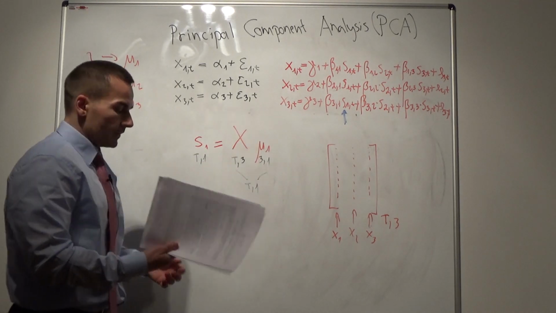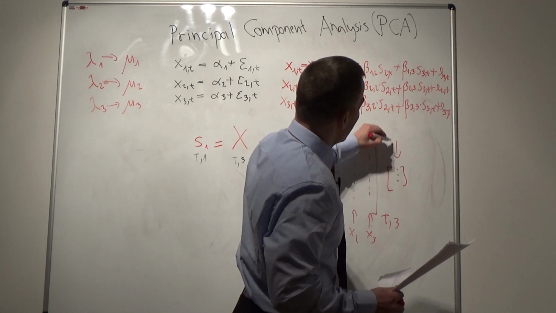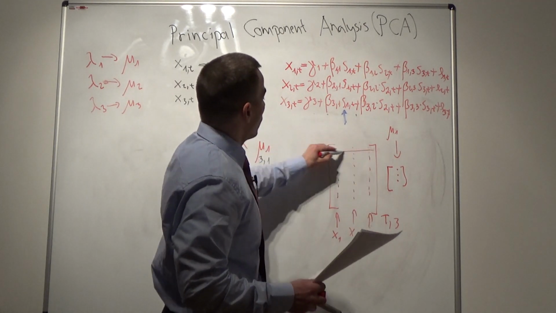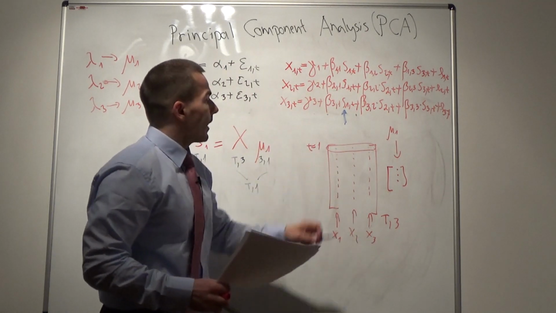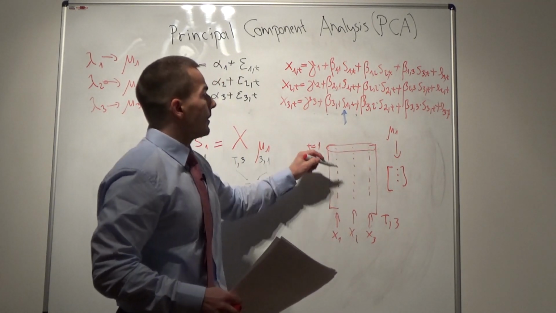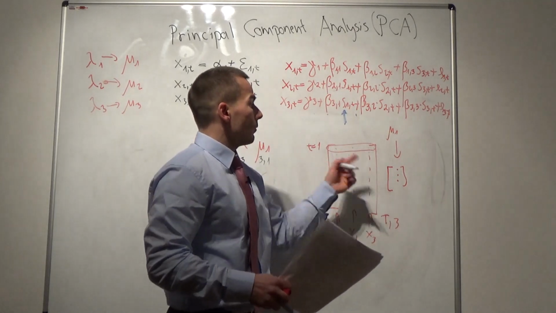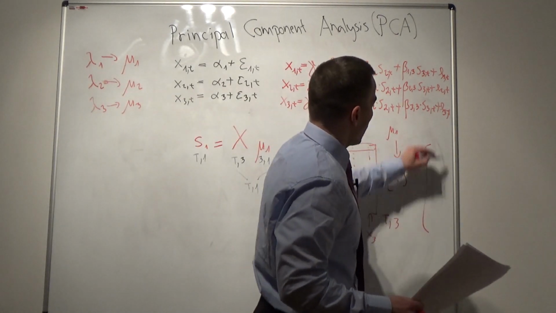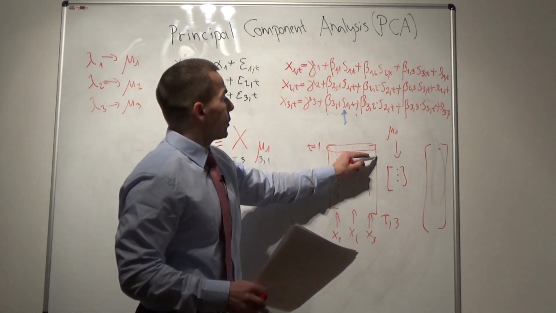So what we have to do here is nothing else but multiply our mu 1 with each row. Here is row 1. We multiply the first elements in our x1, x2, x3 vector with our eigenvector. We build a scalar product, which is just a number, and this would be the first element of our data vector S. We put it there, and we do this for each row.